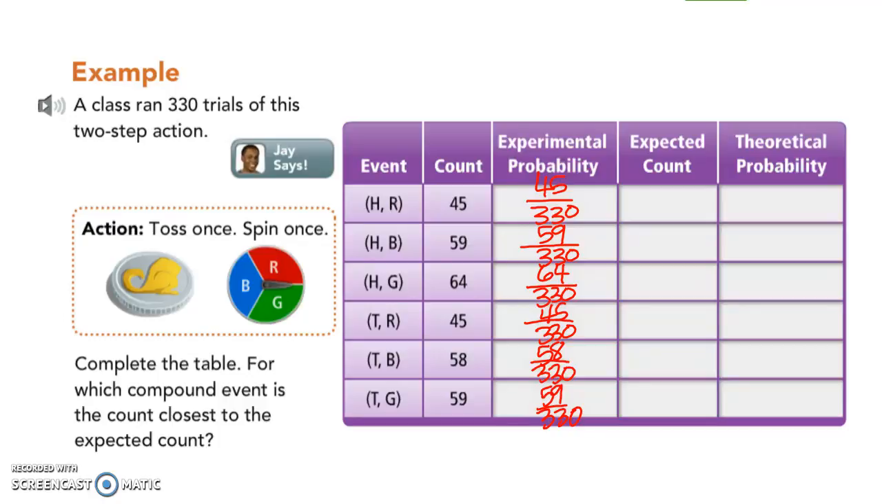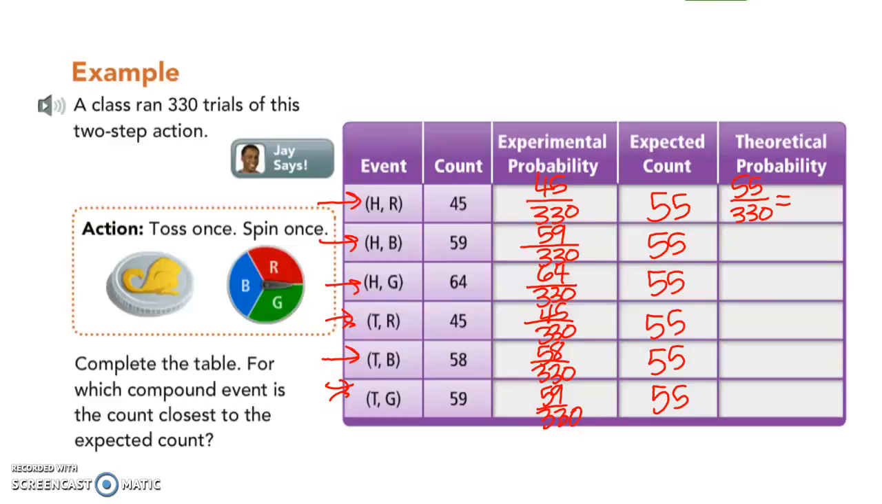Now, if we did the expected count, we would be thinking about what we would expect if we split up 330 divided by 1, 2, 3, 4, 5, 6. Okay? So if I divide 330 divided by 6, I would have expected each of these to give me 55. Right? Which means that the theoretical probability would be 55 out of 330 or 1 out of 6.